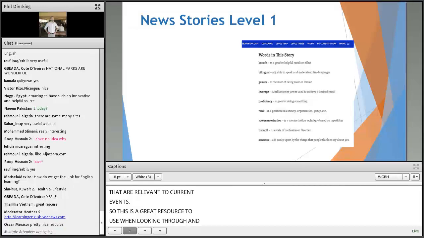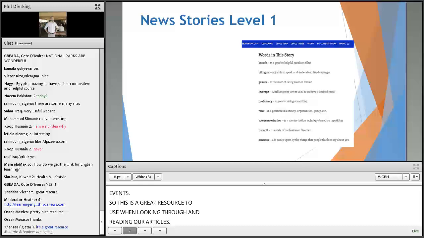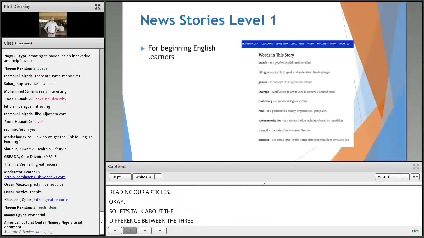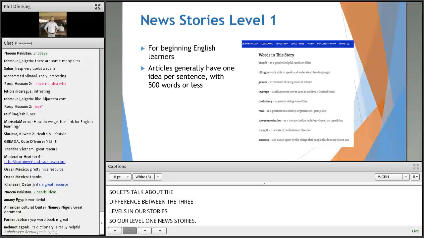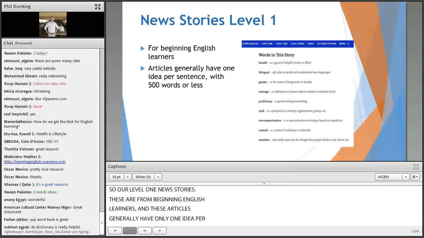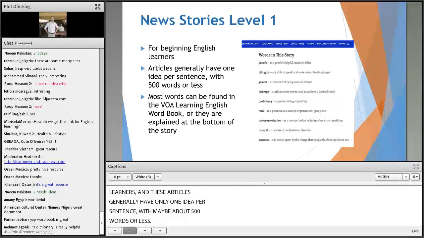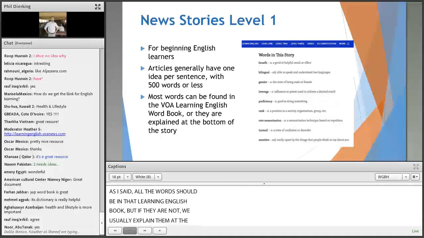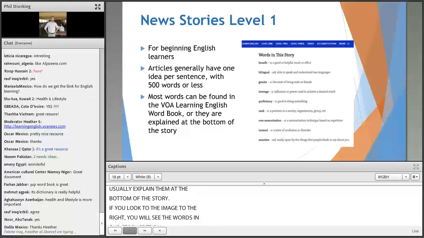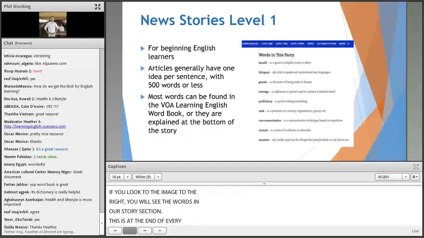Okay, so let's talk about the difference between the 3 levels in our stories. Our level 1 news stories are for beginning English learners. These articles generally have only 1 idea per sentence, with about 500 words or less. And as I said, all the words should be in that Learning English word book, but if they are not, we usually explain them at the bottom of the story. If you look at the image to the right, you will see the words in our story section. This is at the end of every article and explains new or complicated words, which is great for people reading our stories because you can learn new vocabulary this way.